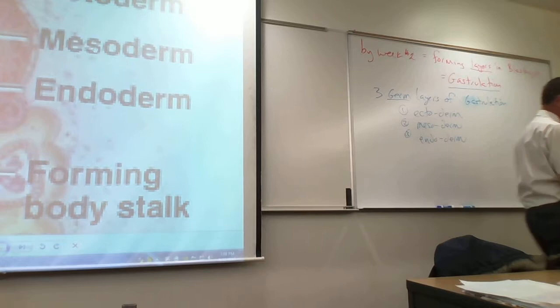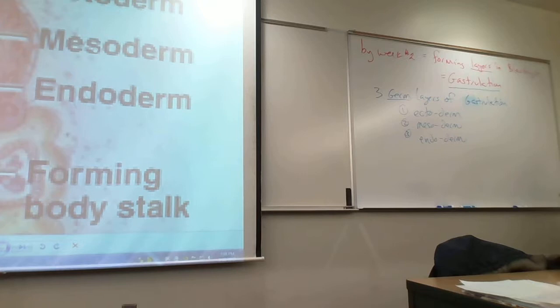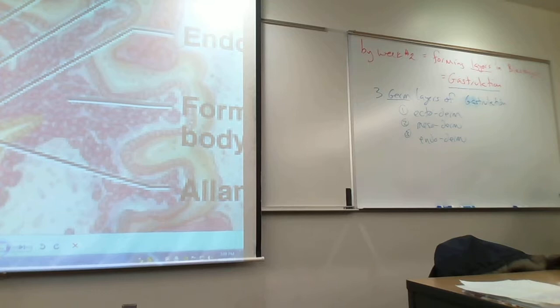This is the easy one. Derm means what? Skin or layer, right? So ecto means outside or on top, meso means middle, and endo means within or inside. So we name them basically at their location, on top of, the middle, and under. But these are the three layers that are forming in the embryo.